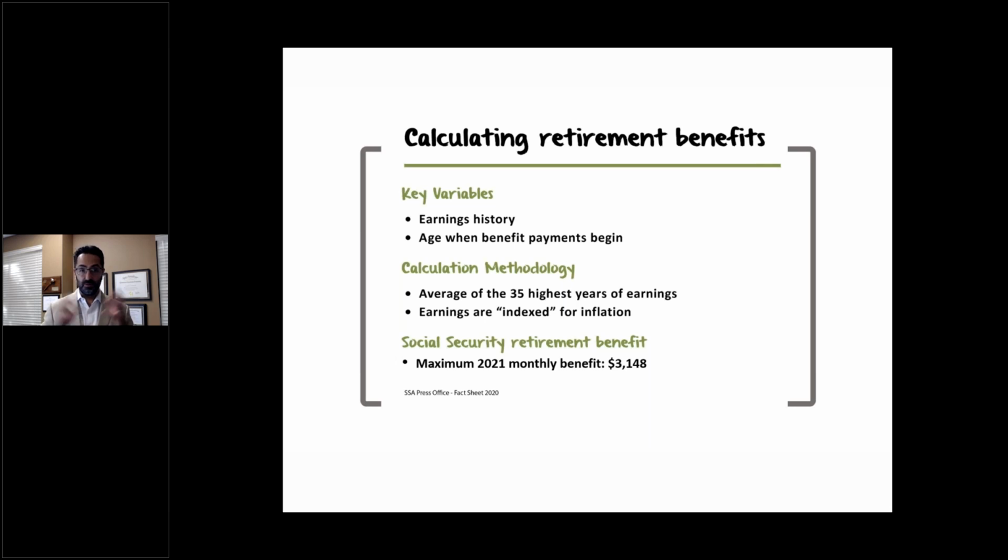Now, just think this through. Let's say you started working when you're 20 years old. You're 65. You're looking at retiring and collecting Social Security benefits. That's almost 45 years of earning years, right?